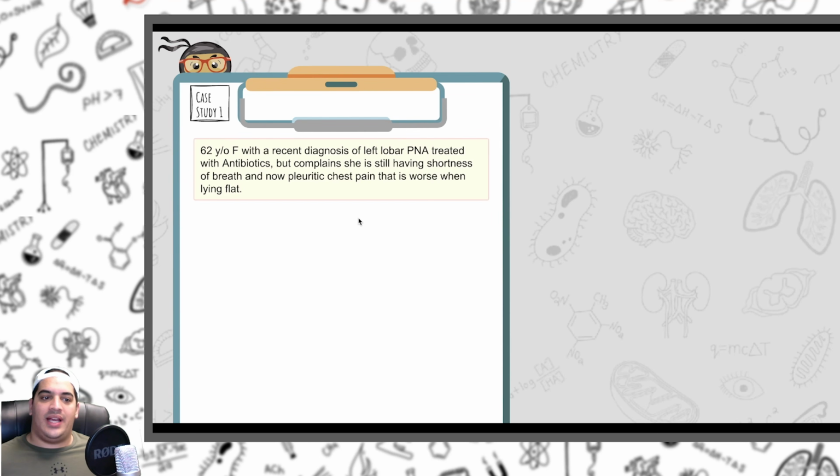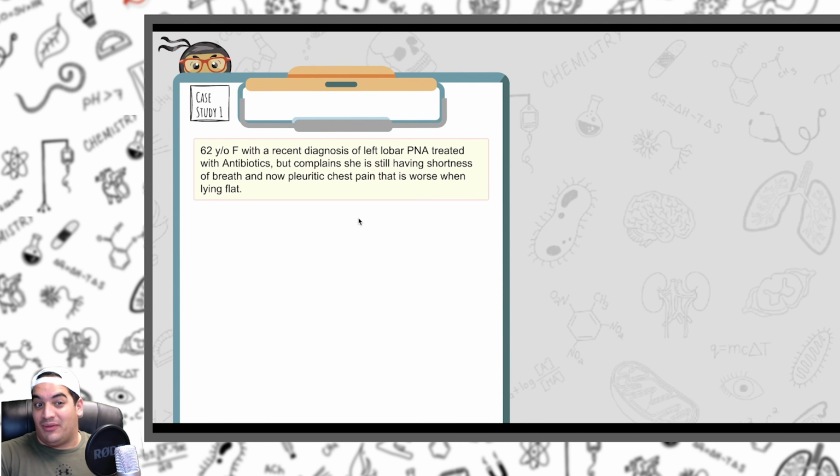All right, my friends, let's do a case. So here we have a 62-year-old female, recent diagnosis of left lobar pneumonia, treated with antibiotics but complains she's still having shortness of breath and now pleuritic chest pain that is worse when lying flat. Pleuritic chest pain is always indicative of some type of pleural process. So there may be some pleural involvement here.